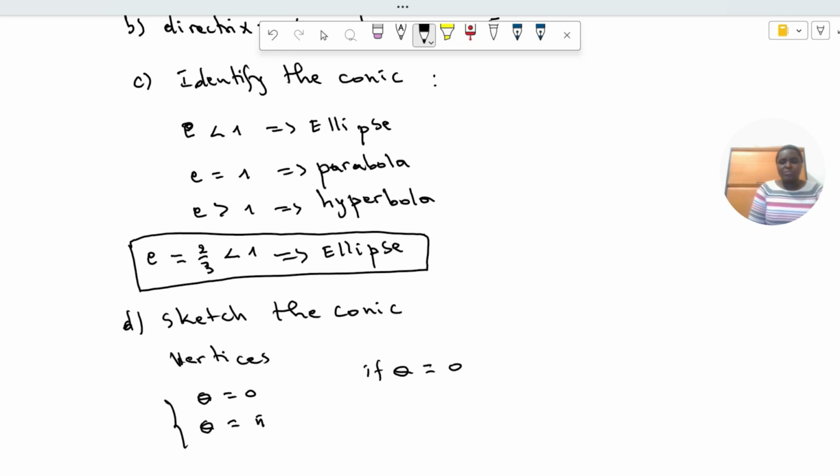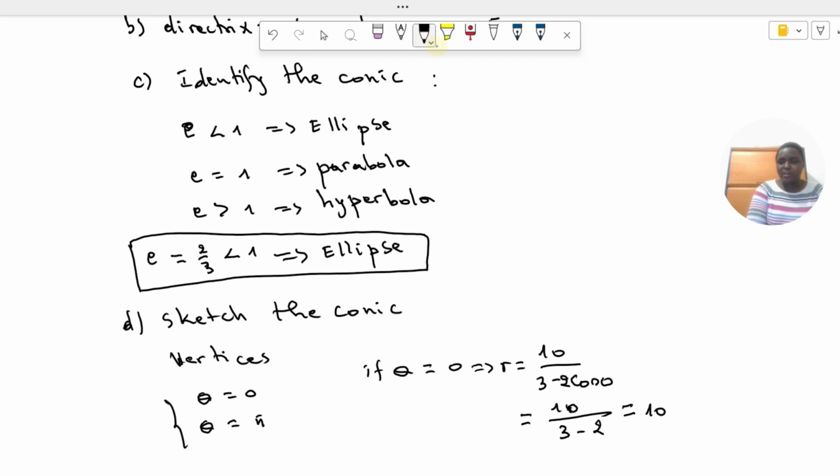So if theta is equal to 0, r will be equal to what? Then r will be equal to 10 over 3 minus 2 times the cosine of 0. Cosine of 0 is equal to 1. Then 2 times 1, and then 3 minus 2 is equal to 1. Then we get 10.